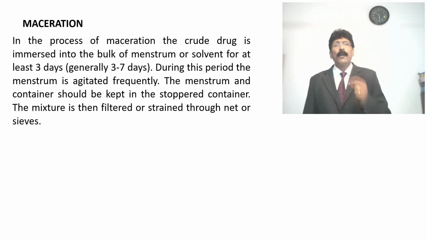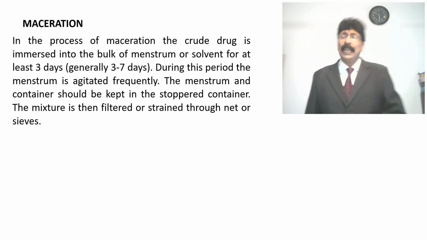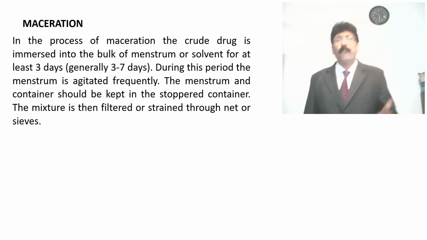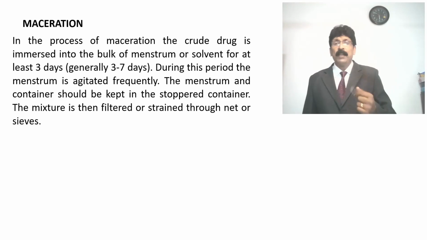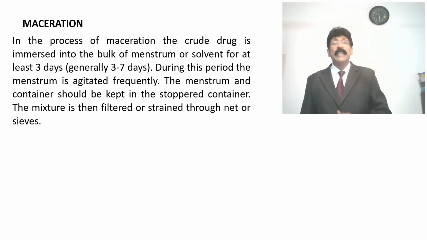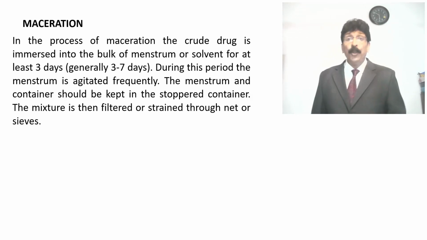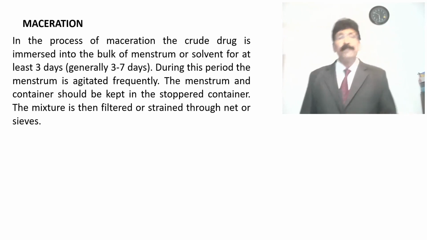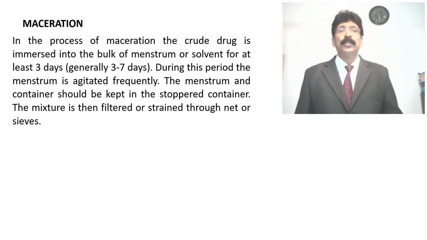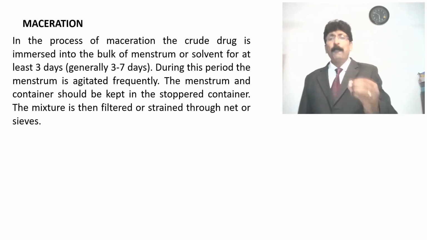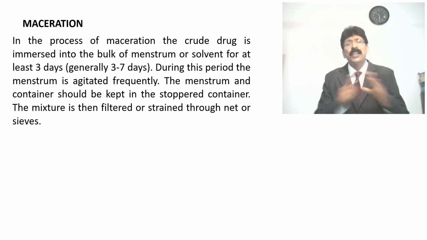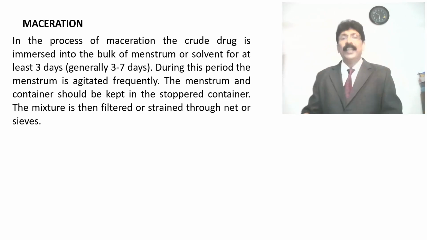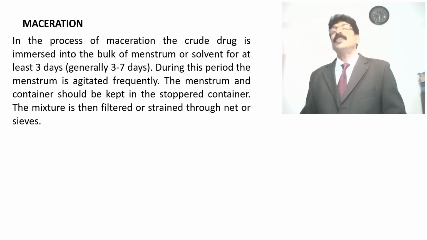Maceration. Many times they have asked questions on it. In the process of maceration, the crude drug is immersed in a bulk of menstruum, or solvent. Menstruum is the other word for solvent. This is done for at least 3 days, generally 3 to 7 days. During the period, the menstruum is agitated frequently. The menstruum and drug should be kept in a stoppered container. The mixture is then filtered or strained through net or sieves.